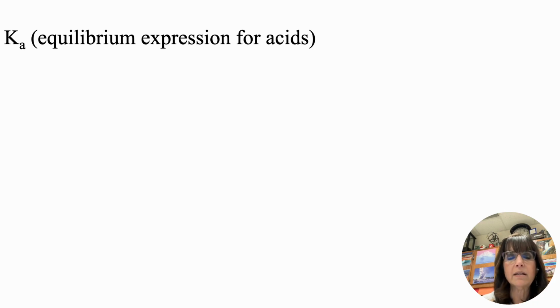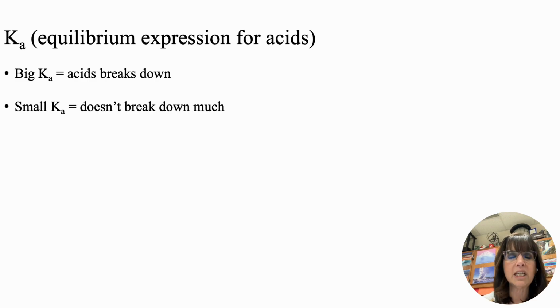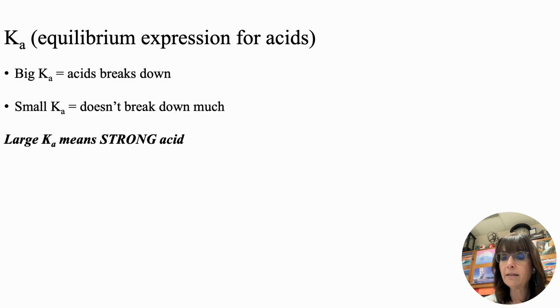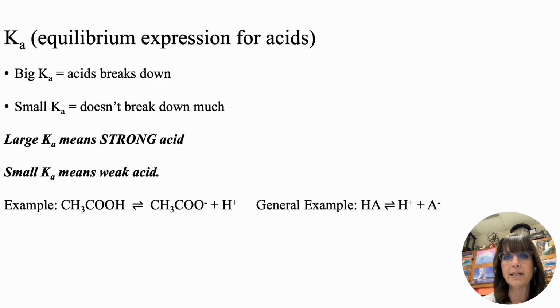Because weak acids do not break down all the way, we have to write K expressions for them. Just like Keq, if you have a really, really, really big K value, it means we favor the products. That means we favor the ions. It breaks down all the way. Really small K values, they don't break down as much. So big Ka means strong acid because it completely breaks down. Small Ka means weak acid. It does not break down.